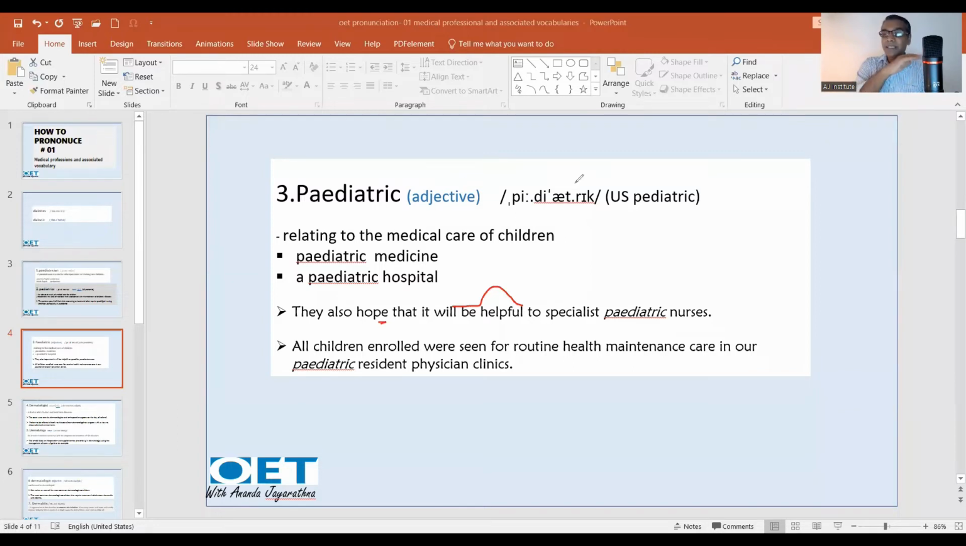Again, the pronunciation, pediatric. The a part එක ඇදෙන්න ඕනේ හයියෙන්. We say pediatric. So if you want to talk about ළමා රෝග සම්බන්ධයෙන්, as an adjective, we can say pediatric. Other examples: pediatric medicine or pediatric hospital.